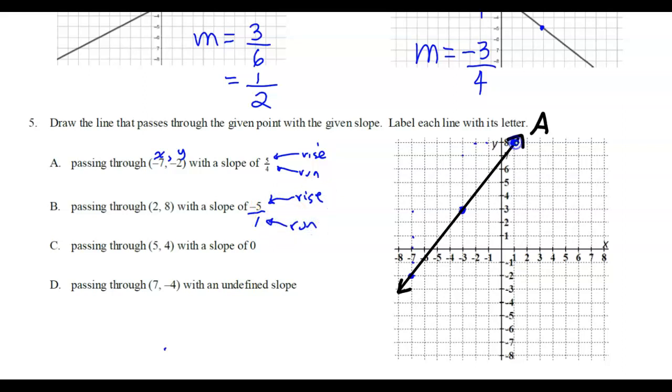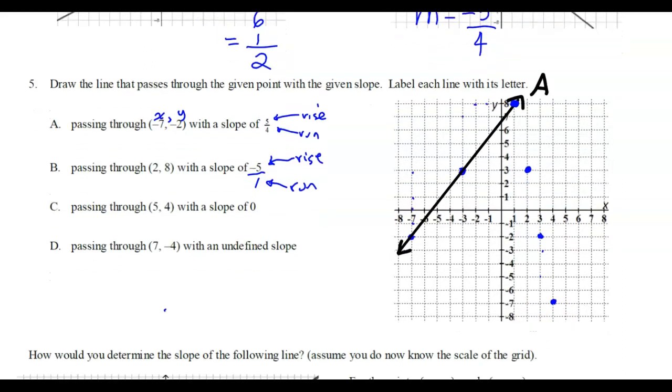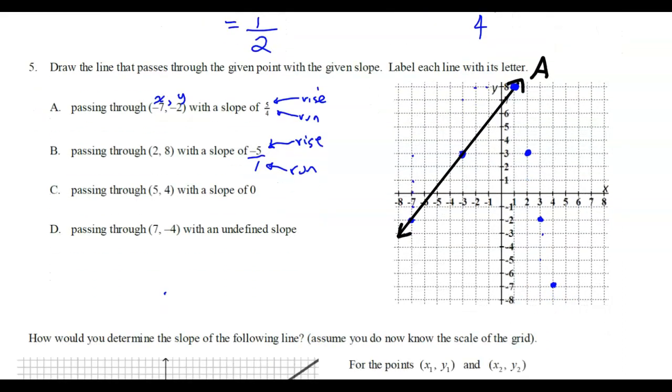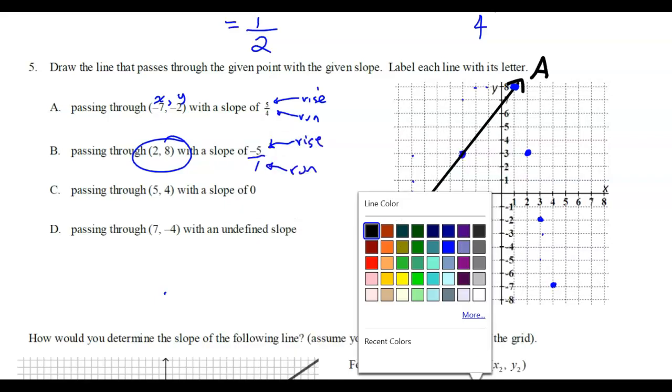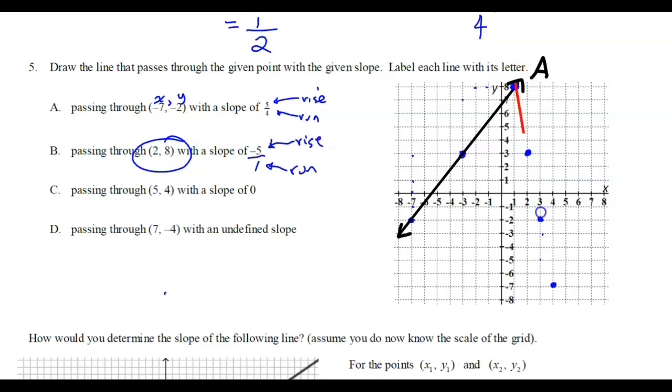So now from that point, I go down 5 to the right 1. Then I do it again. 1, 2, 3, 4, 5 to the right 1. Fill up as much of the graph paper as you can. Why do you start from there? Because it tells you to. 2, 8. That's what it tells you to do. I'm going to do it, oops, in a different color. So from 2, 8, you go down 5. To the right 1.